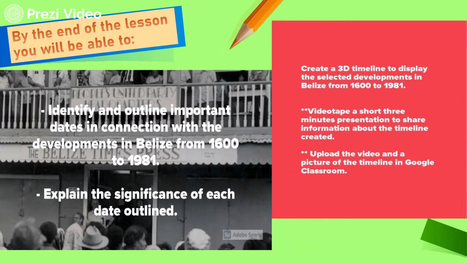Our objective for today. By the end of this lesson, boys and girls, you will be able to identify and outline important dates in connection with the development of Belize from 1600 to 1981. Now, does that date ring a bell for you? 1981? Yes, I know it does. It's a very significant date for our country.